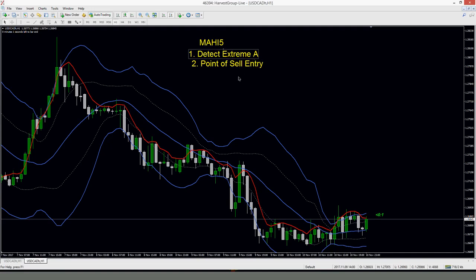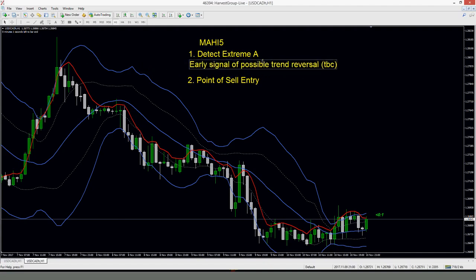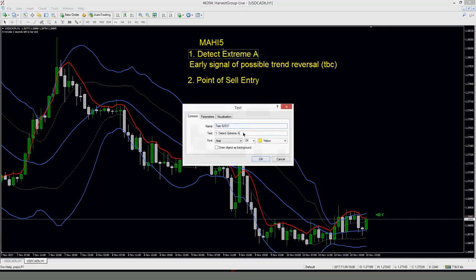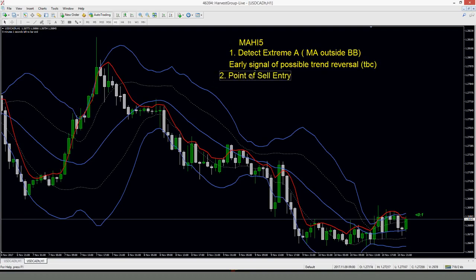So the definition of extreme A. Let me just type that in. Extreme A, definition is: an extreme A is an early signal of a possible trend reversal. So what is extreme A? Extreme A is obviously whenever the moving average is outside the Bollinger Band. So that is extreme A.